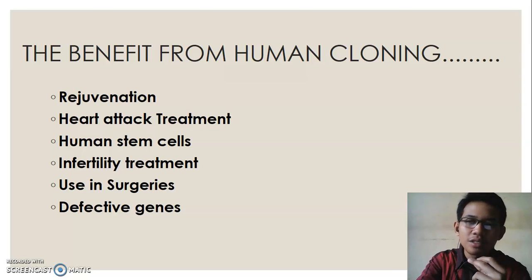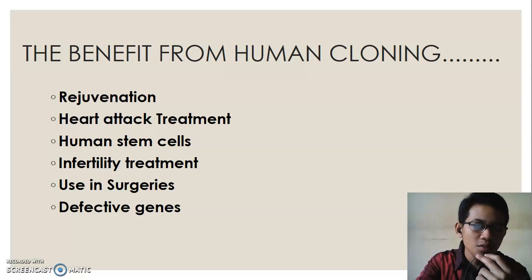The second is heart attack treatment. From the title itself, it can help the treatment of a heart attack. Today, heart attack is the number one killer in developed as well as developing countries. Scientists believe that by cloning healthy heart cells, then injecting them into the damaged heart area, they can treat heart attacks. Yeah, I think it's true, and it maybe can bring a lot of help for heart attack treatment. And the third is human stem cells. What is that?